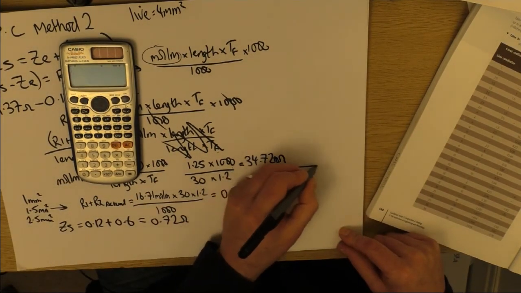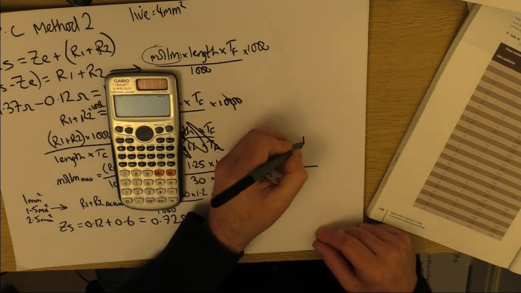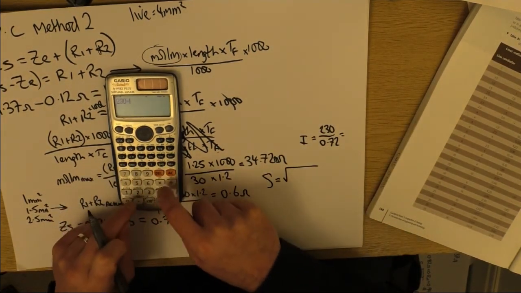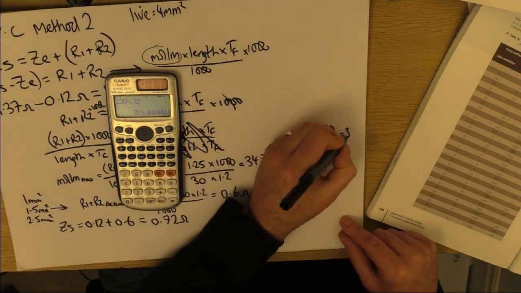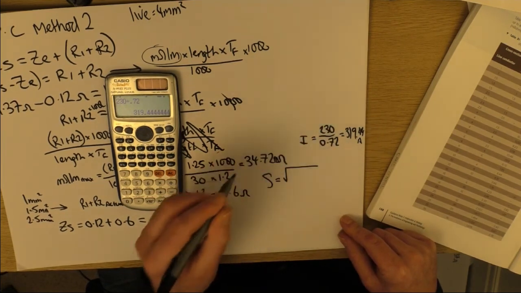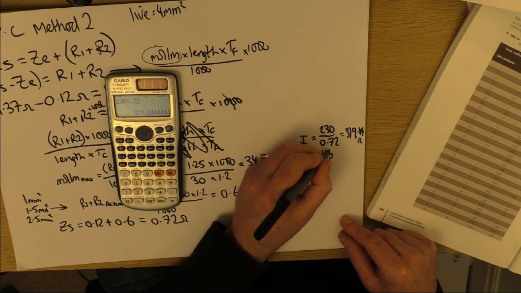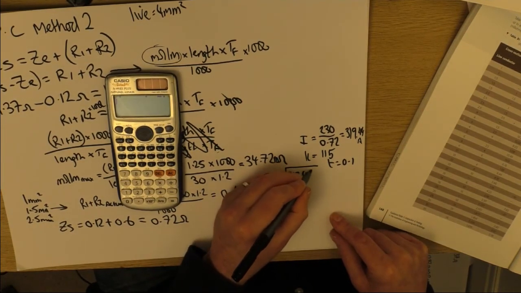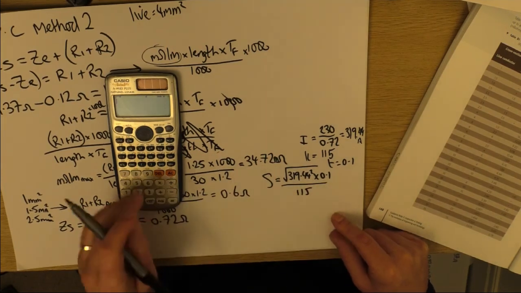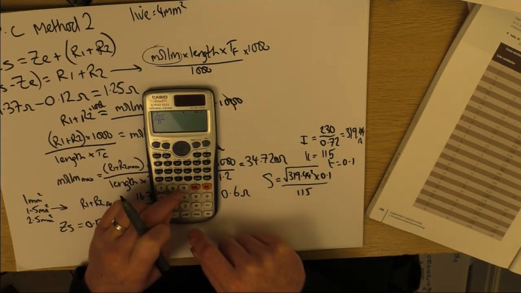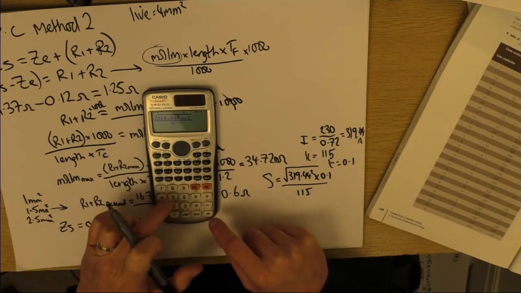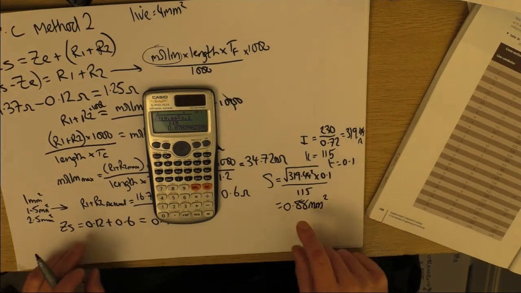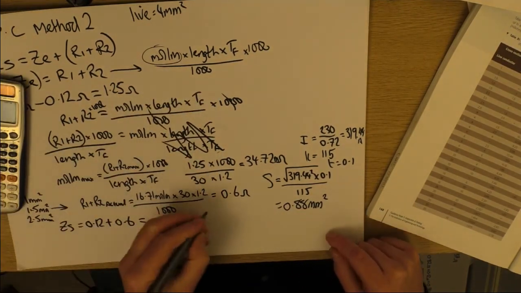So S equals our fault current then, I, we need that, 230 over 0.72. 319.44 amps. Our K value's still 115 and T still 0.1. So 319.44 squared times 0.1 over 115. You know what it's going to be. 0.88 millimeters squared. So the one we chose is more than that, so tickety-boo.